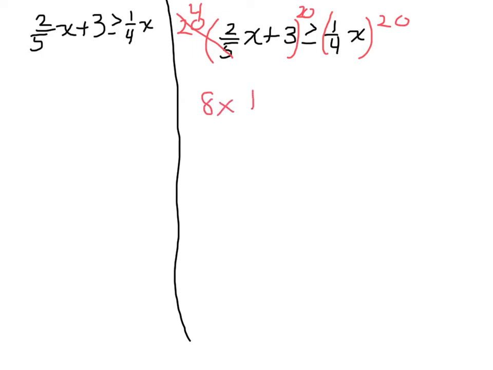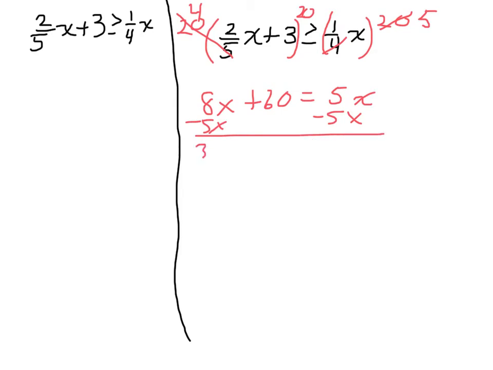20 times 3 is 60. Now I need to make sure I change that inequality symbol into an equal sign. So there I go. And then 4 goes into 20 5 times. 5 times 1x is 5x. And now I have x on both sides. So what I like to do is to get rid of my smaller x. So I'm going to subtract 5x from here, subtract 5x from here.